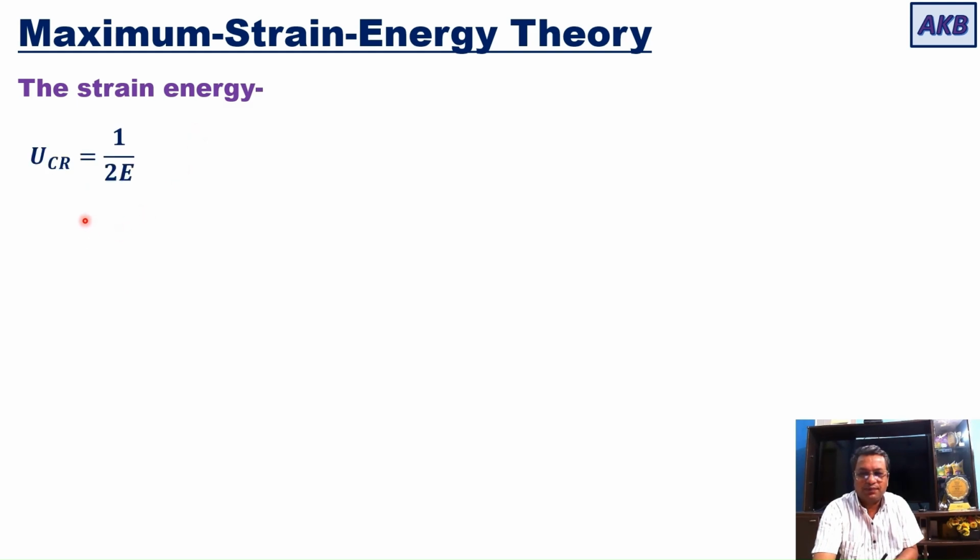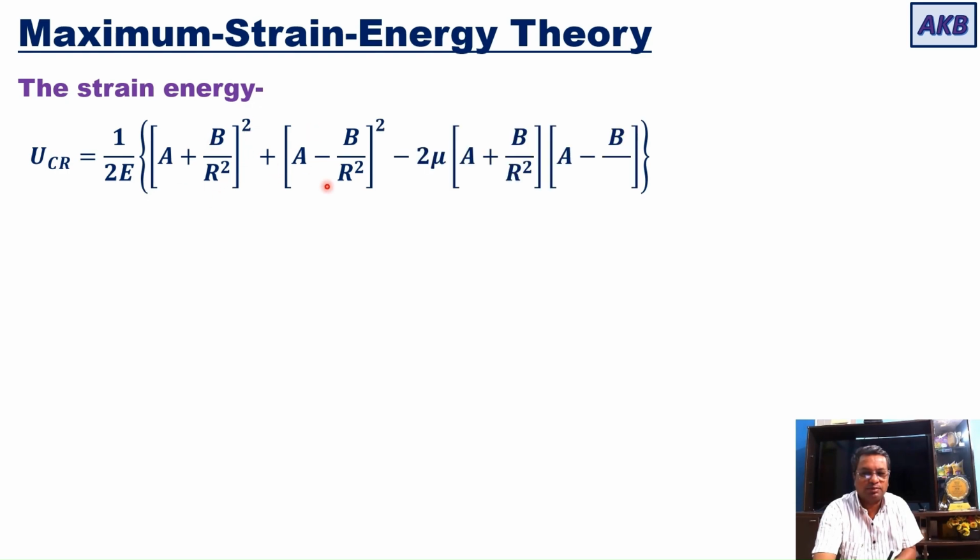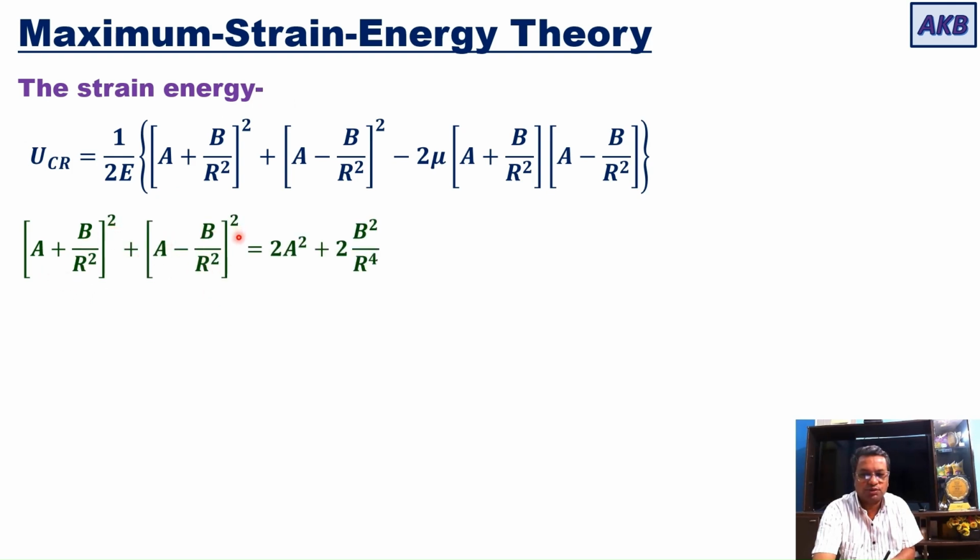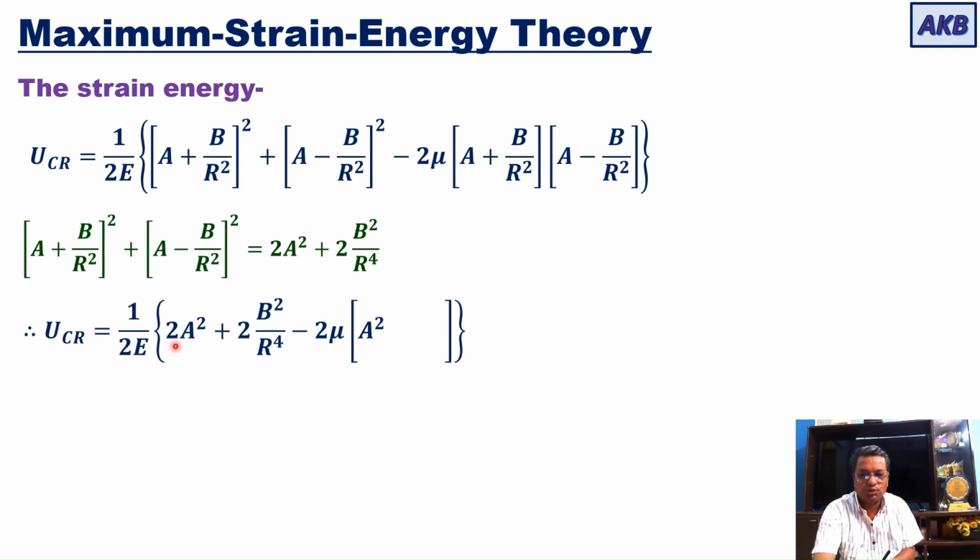So the strain energy UCR is equal to 1 upon 2E into (A plus B upon R square) square plus (A minus B upon R square) square minus 2 mu into (A plus B upon R square) into (A minus B upon R square). And we got the result of addition of these two terms: 2A square plus 2B square upon R raised to 4. So let us use it. So UCR is equal to 1 upon 2E into 2A square plus 2B square upon R raised to 4 minus 2 mu into A square minus B square upon R raised to 4.